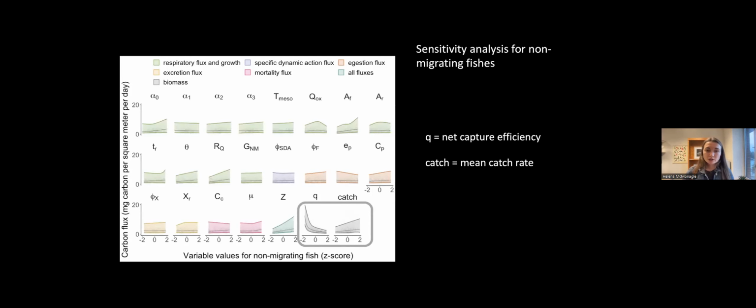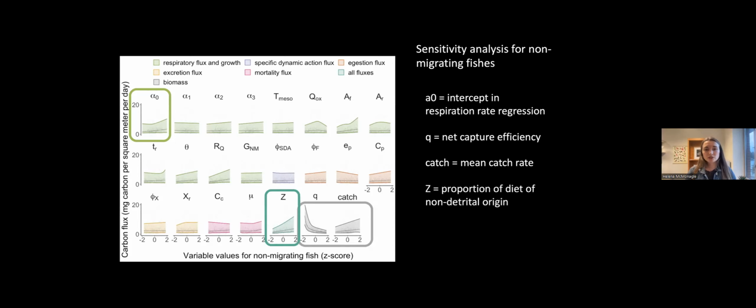When we look at other bioenergetic parameters, we see that one of the more influential ones is related to the respiration rate. So this is the intercept of the regression that is fit to respiration rates that are measured for mesopelagic fish in the literature, and we also measured some while we were at sea. And this regression is based on the biomass, the mass of the fish, the temperature, and whether they're migrators or non-migrators. And so this is also something that empirical measurements can potentially constrain in the future.